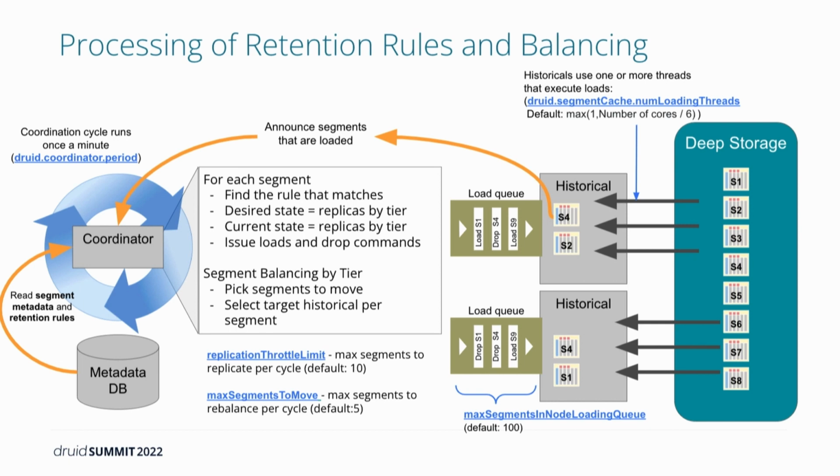But normally it has a minimum of 1. There will always be at least 1 thread doing that operation. And if it's larger servers that the historical is running on, it'll default to number of cores divided by 6. You can change that setting manually if you want, but the default tends to work pretty well.